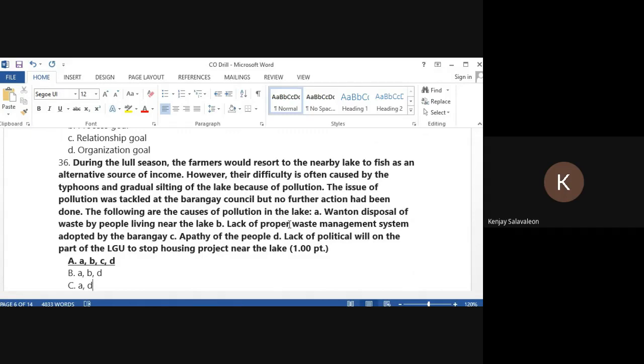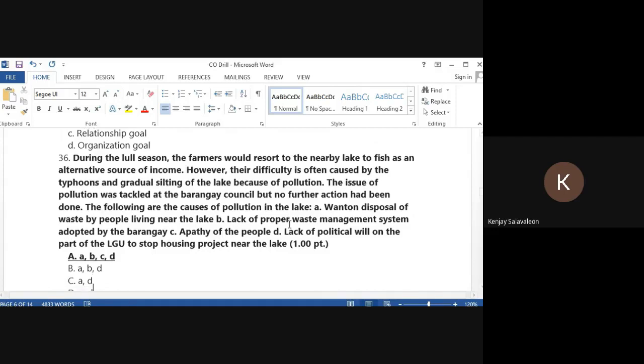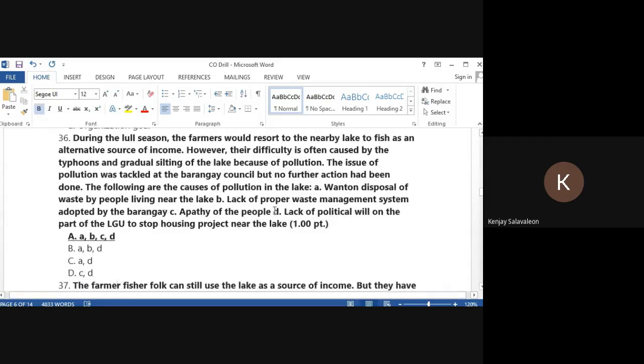A. Wanton disposal of waste by people living near the lake. B. Lack of proper waste management system adopted by the barangay. C. Apathy of the people. D. Lack of political will on the part of LGU to stop housing project near the lake. So, lahat ng yan causes the pollution for the farmer to have an alternative income.